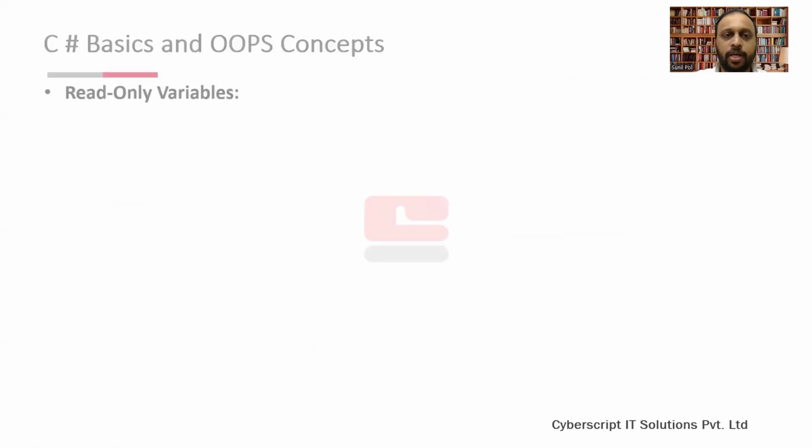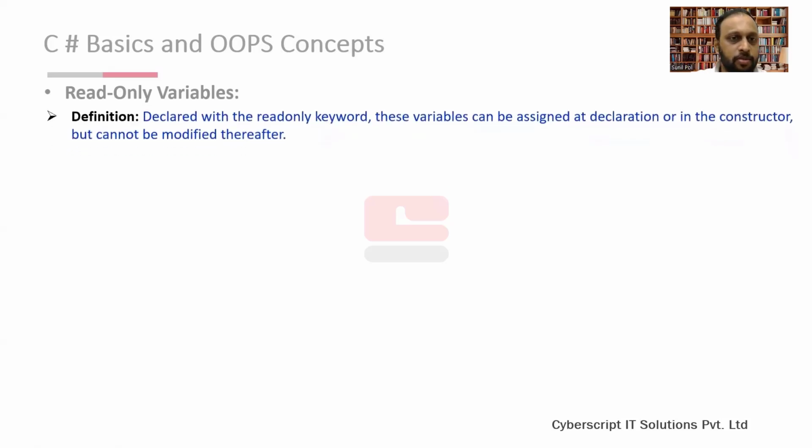Read-only variables. Read-only variables are similar to constant variables, but we can modify the value of read-only variables at runtime as well with the help of a constructor. But after that, that value cannot be changed further. So what are read-only variables?